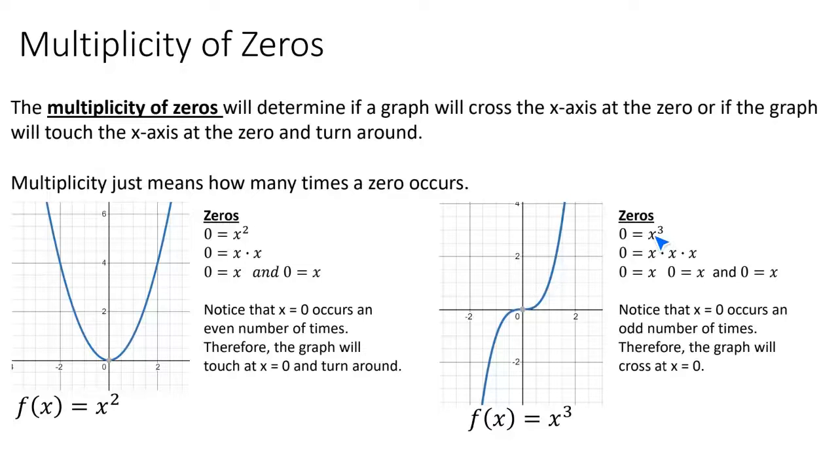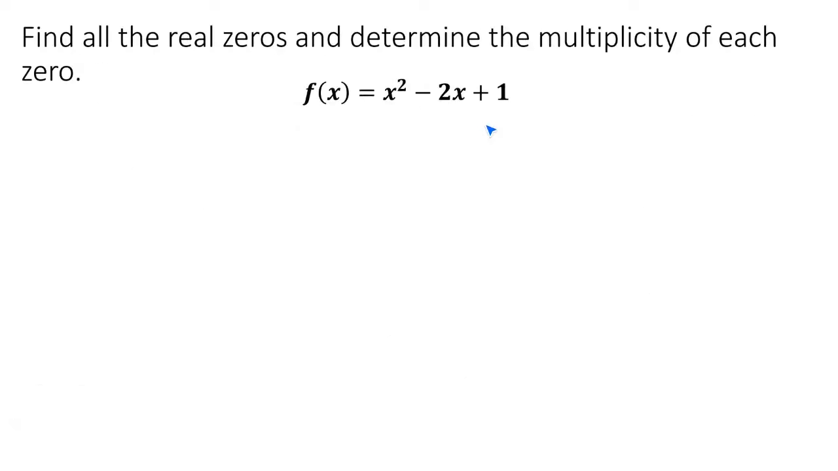But if you look at x cubed, if I was to solve for x, if I wrote it this way, then I see that I get 0 is equal to x, 0 is equal to x, and 0 is equal to x. So this has 3 zeros. They all happen to be the same 0, and that's why we say that the multiplicity of this 0 is 3 because it occurs 3 times. And since the number 3 is odd, then therefore it's going to cross. Okay. So let's look at an example really quick.